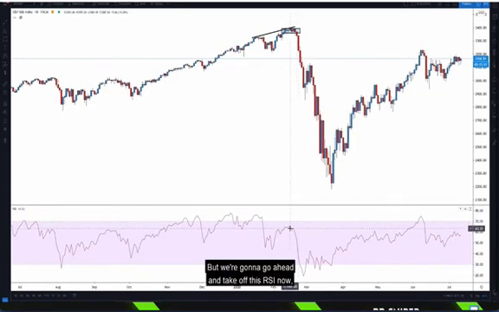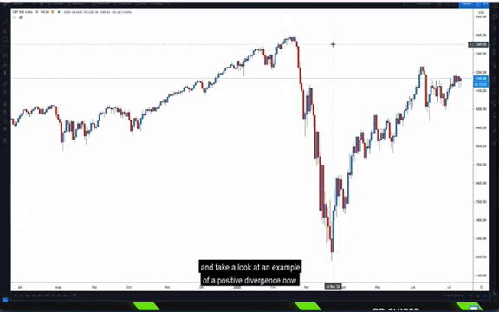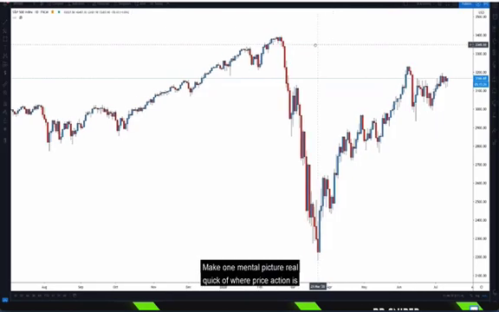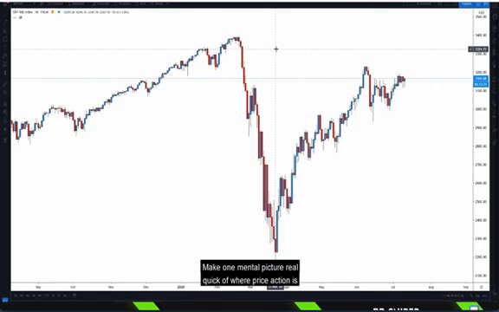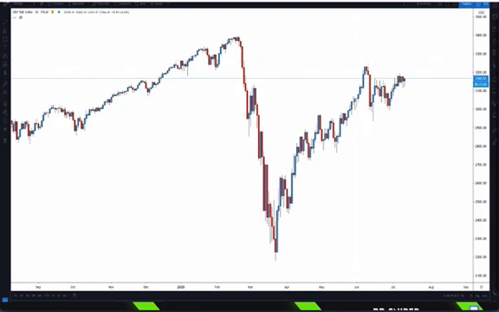We are going to go ahead and take off this RSI now, and we're going to transition and take a look at an example of a positive divergence now. Make one mental picture real quick of where price action is for the S&P 500 relative to its old all-time high as of the time of this recording.